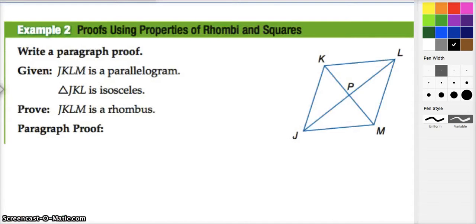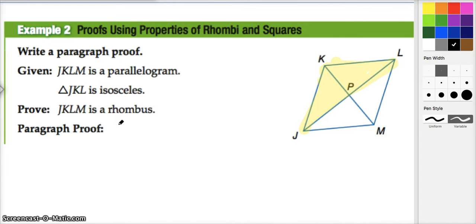Example 2 gives us the opportunity to demonstrate some of what we just talked about: proofs using properties of the rhombus and the square. So here it is. We're given that this whole thing is a parallelogram, and then we're told that this triangle here, which I'll have highlighted in yellow, JKL, is isosceles. We're asked to prove that JKLM is a rhombus, and this will be a rather short proof of which I'm going to give the highlights.